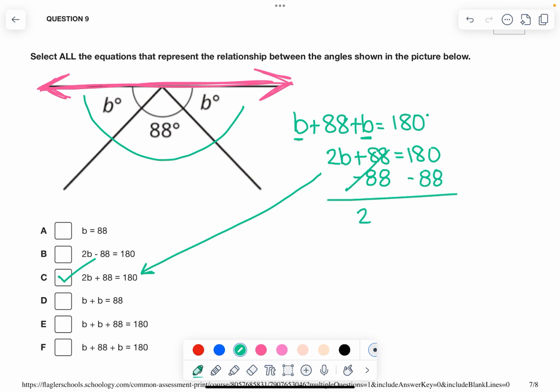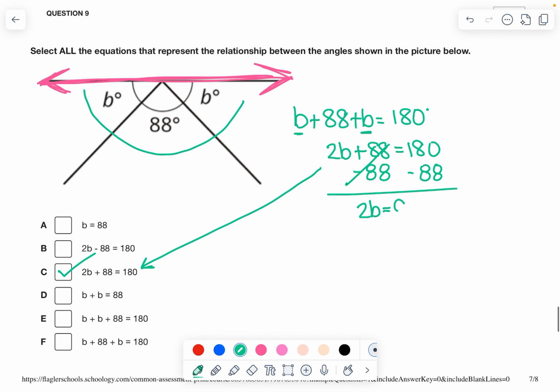And I would get 2B equals, let me pull up my calculator. 180 minus 88 is going to be 92. So I need to isolate B. 92 divided by 2. B is going to equal 46.